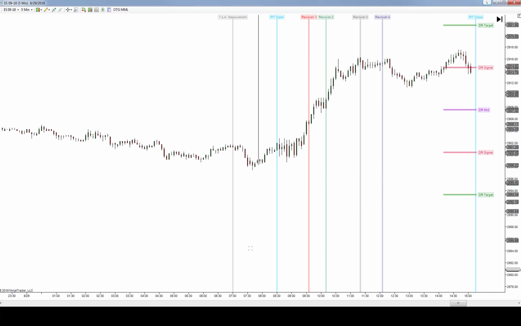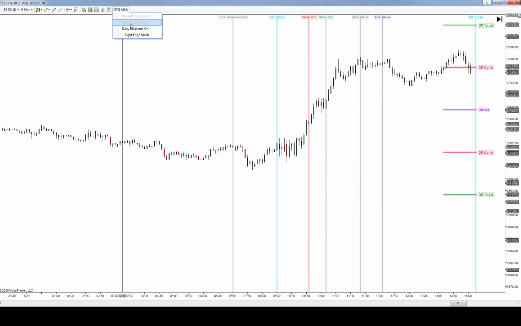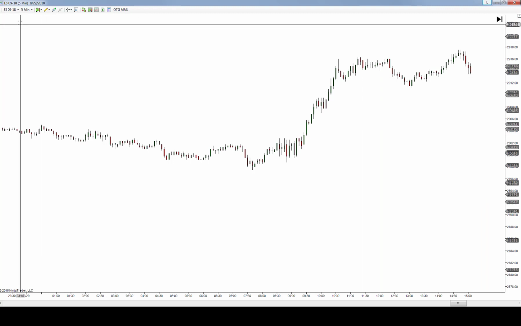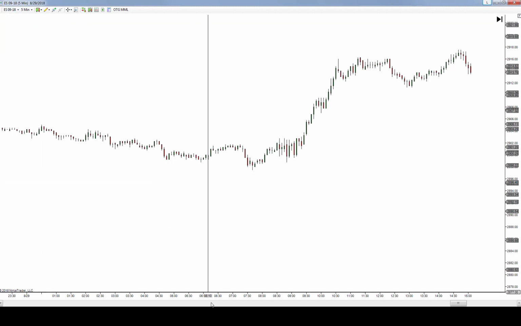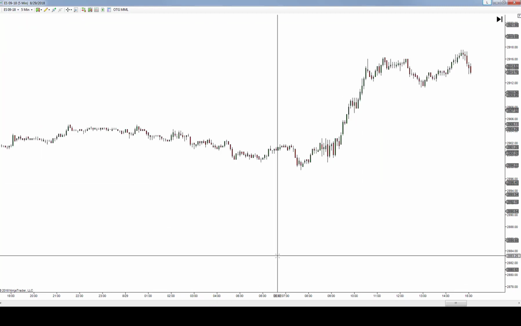And so again, that's what these levels do. They're designed to provide you a structure and context for the different sessions of the trading day, the overnight session, after the open, and then the various periods after that.